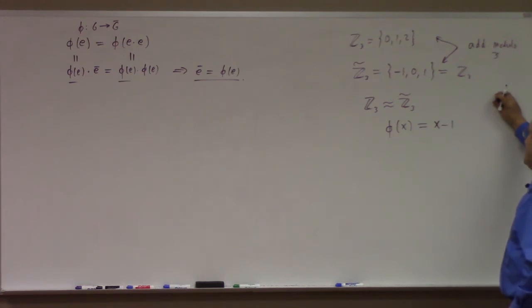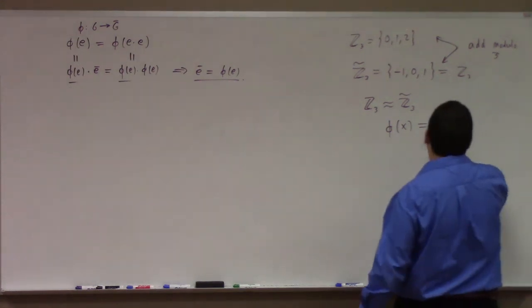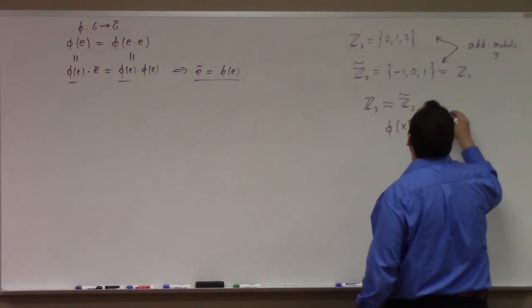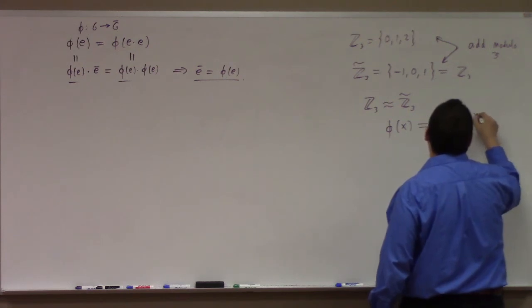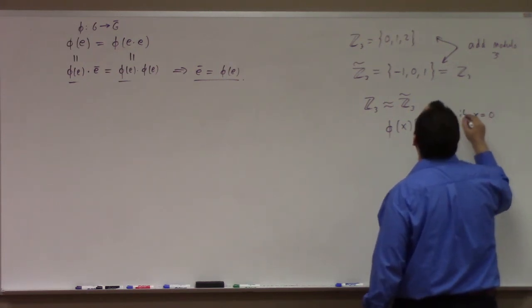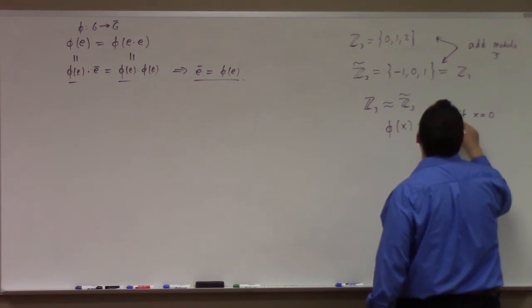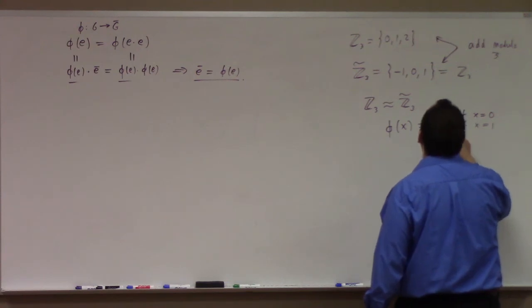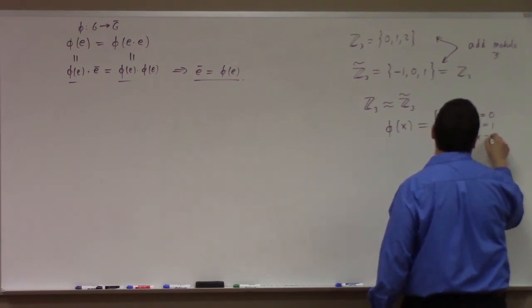I guess if we're just going to work with straight integers, we'll need to use like a ceiling or a floor or something like that. Fine. You've driven me to it. So, zero if x is equal to zero, right? One if x is equal to one? And minus one if x is equal to two?